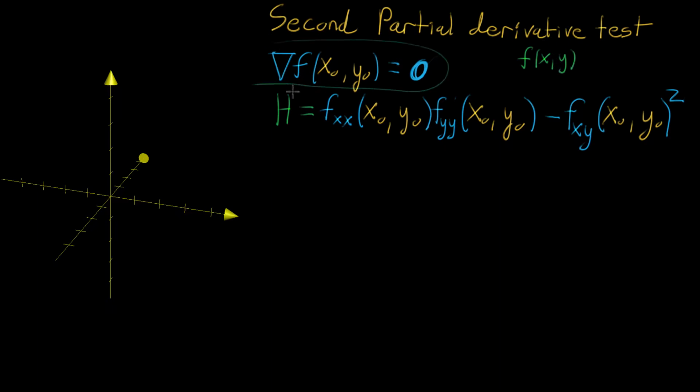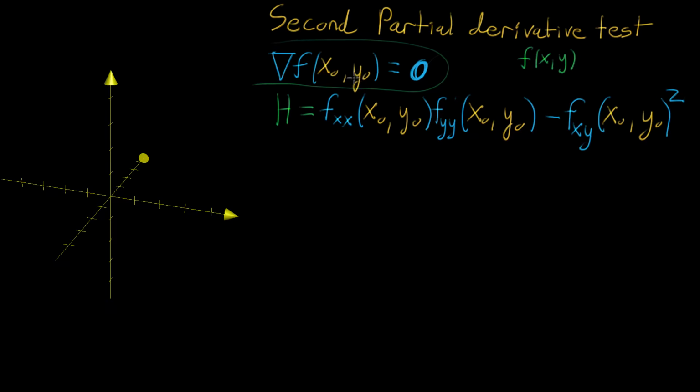the gradient equals 0. Sometimes you'll hear these called critical points or stable points, but inputs where the gradient equals 0. And that's really just a way of compactly writing the fact that all the partial derivatives are equal to 0.